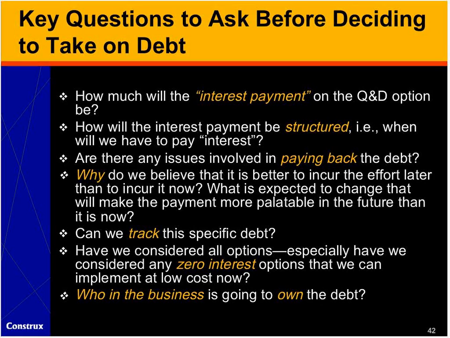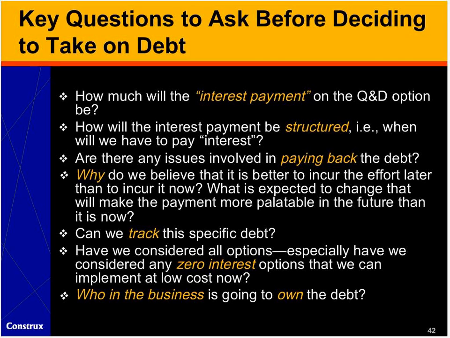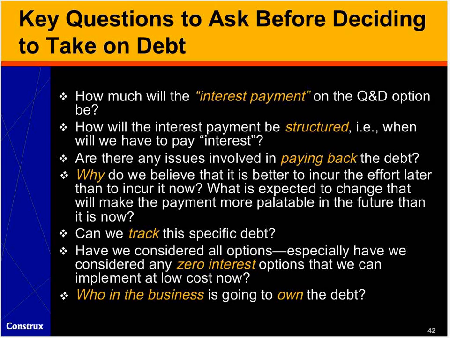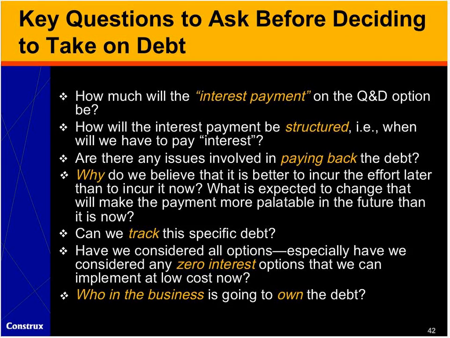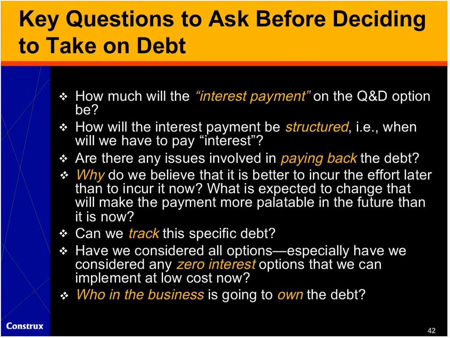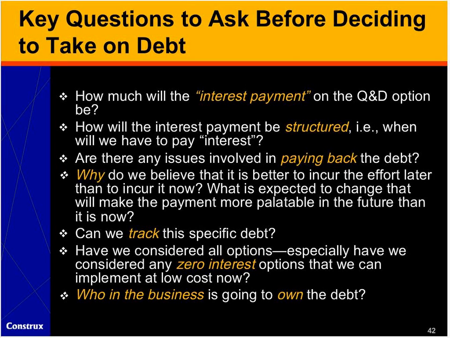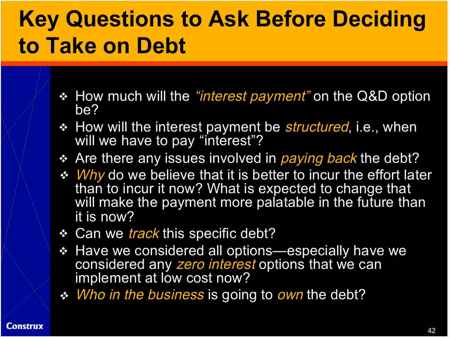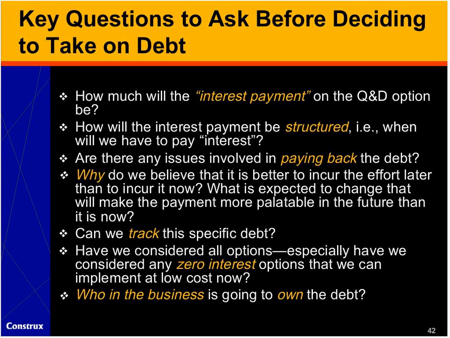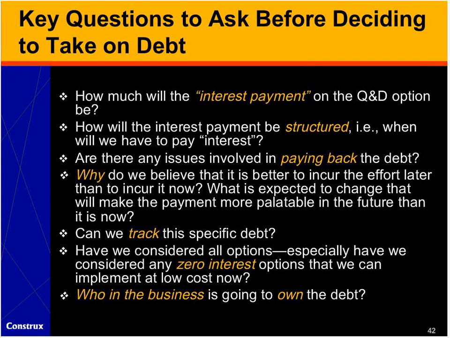Also, we should be asking, what will the interest payment on the quick and dirty option be? We should ask how that interest payment is structured. That is, do we have to pay it on an ongoing basis, or do we only have to pay it off all at the end? If we only have to pay it off all at the end, maybe we structure the project in such a way that that debt just gets retired when the system gets retired. We should at least ask the question, are there issues involved in paying back the debt, such as replacing the box on the airplane?